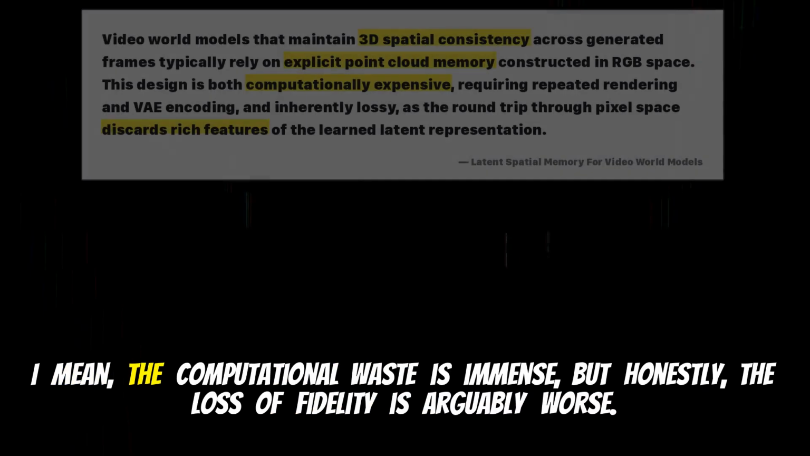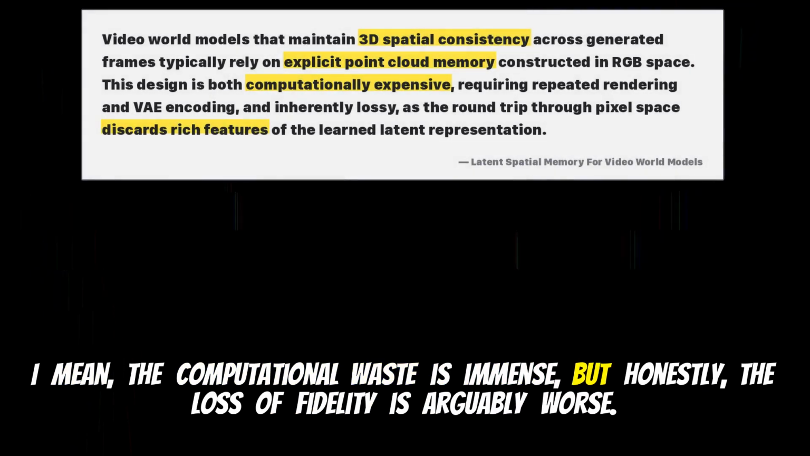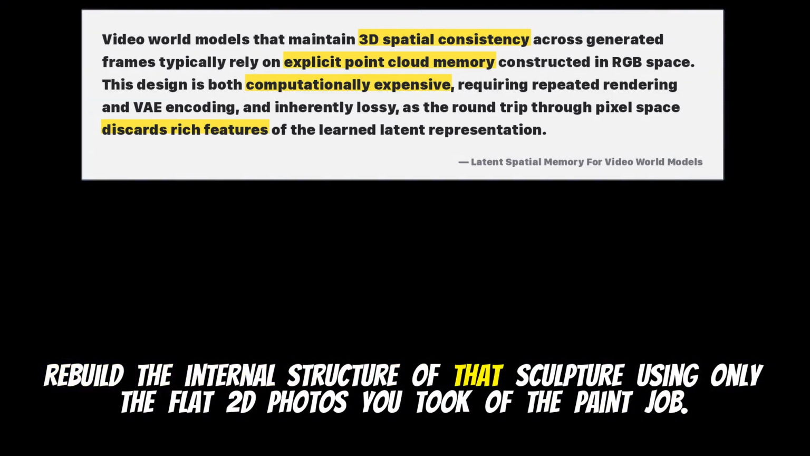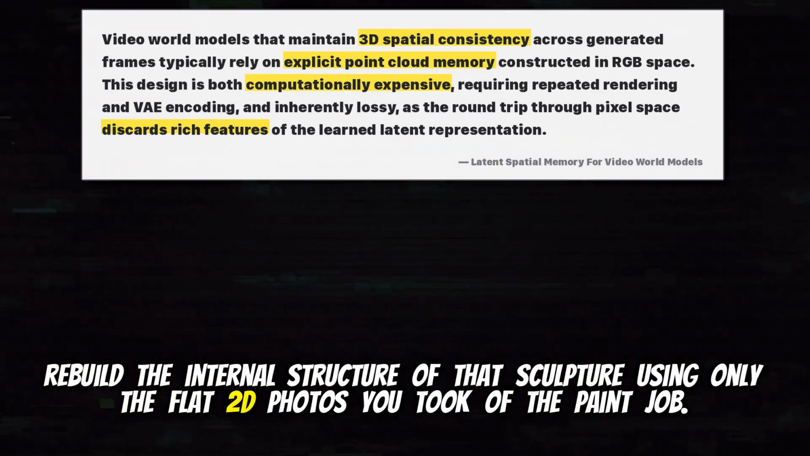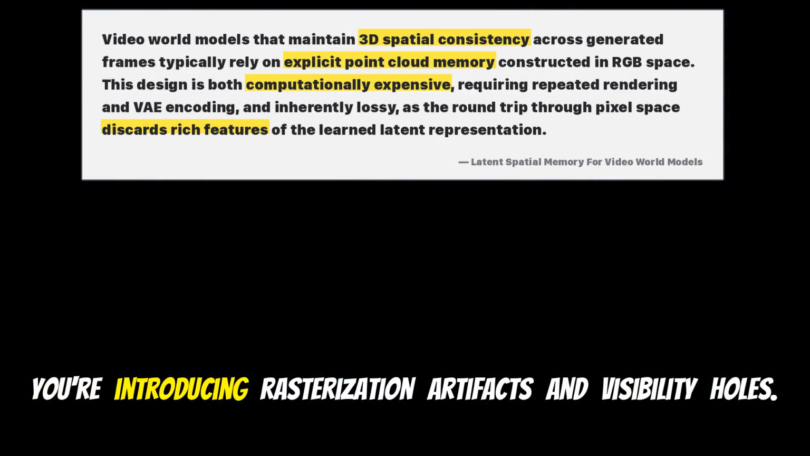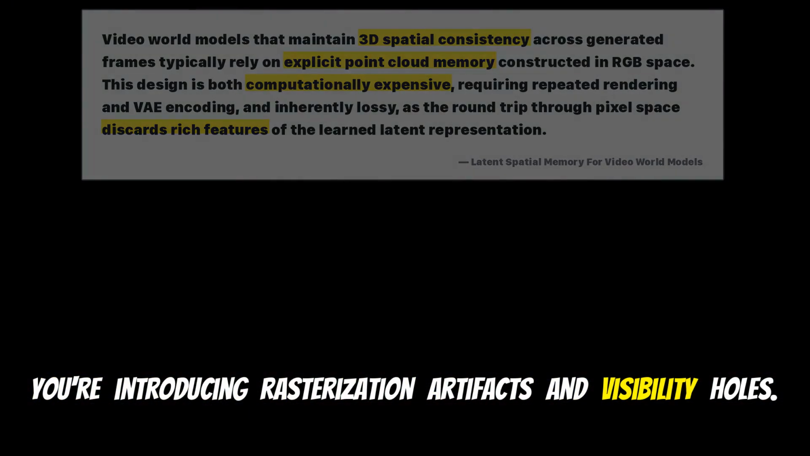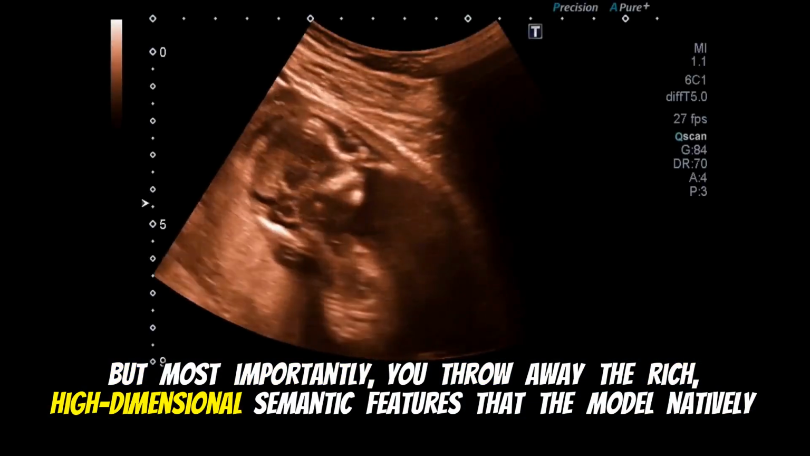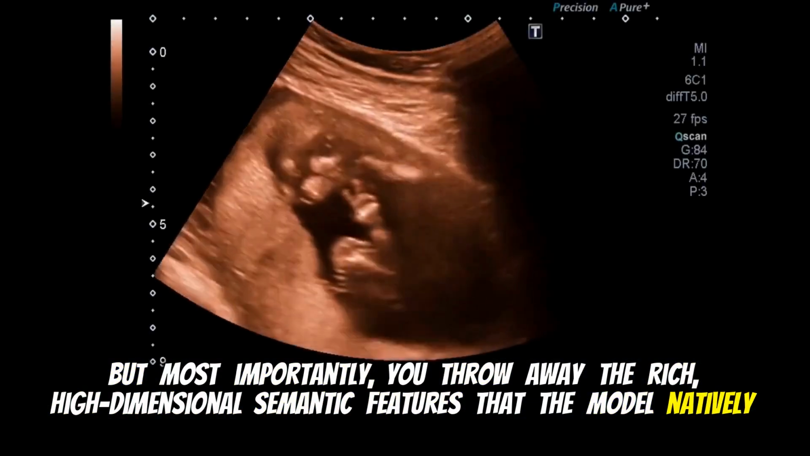The computational waste is immense, but honestly, the loss of fidelity is arguably worse. Relying on an RGB point cloud is like taking a pristine 3D scan of a marble sculpture, painting it, and then trying to rebuild the internal structure of that sculpture using only the flat 2D photos you took of the paint job. You just lose so much data. You're introducing rasterization artifacts and visibility holes. But most importantly, you throw away the rich, high-dimensional semantic features that the model natively understands.